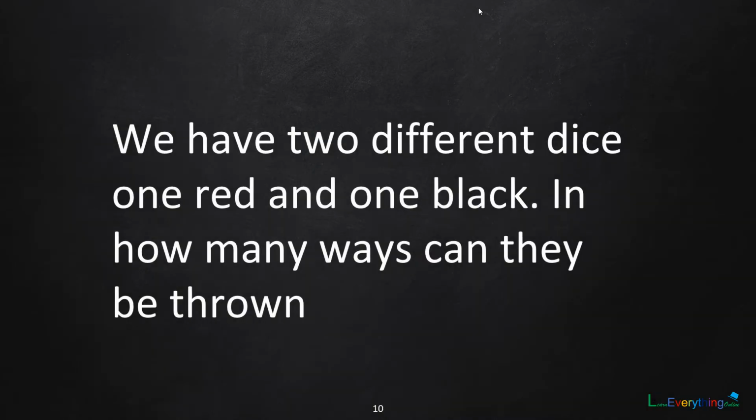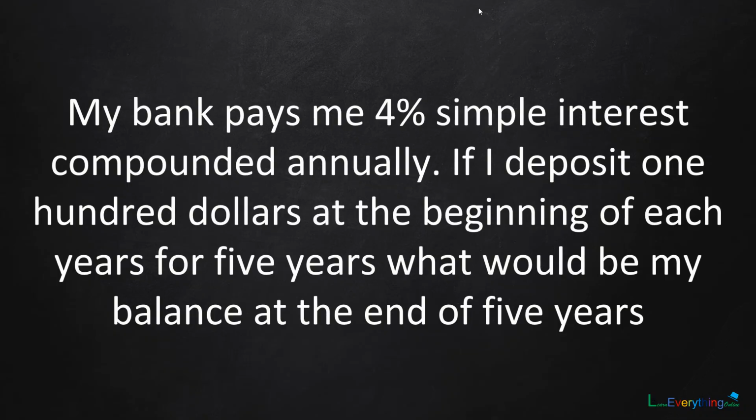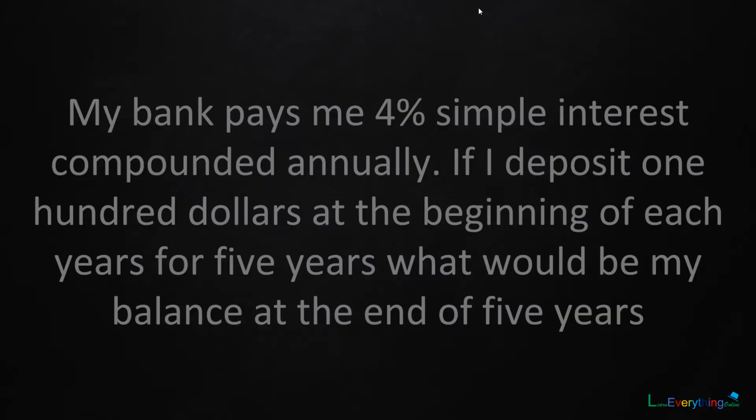Puzzle number 4. We have two different dice, one red and one black. In how many ways can they be thrown? Puzzle number 5. My bank pays me 4% simple interest compounded annually. If I deposit $100 at the beginning of each year for 5 years, what would be my balance at the end of the 5 years?